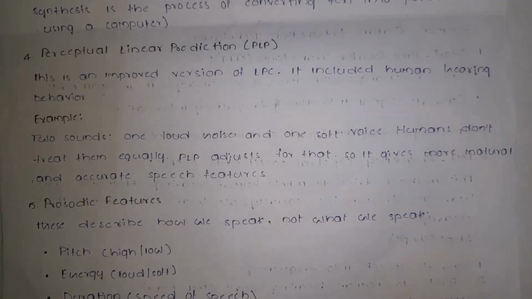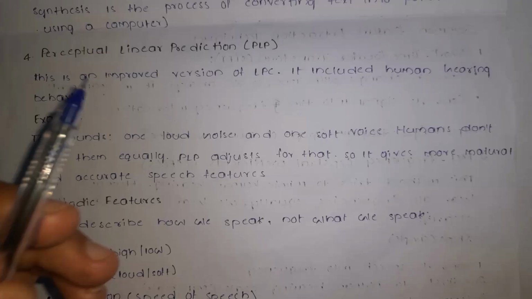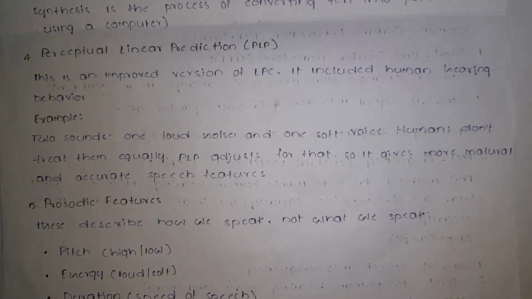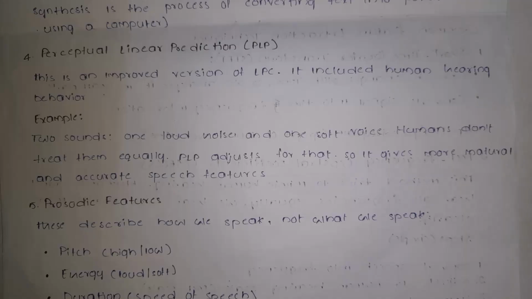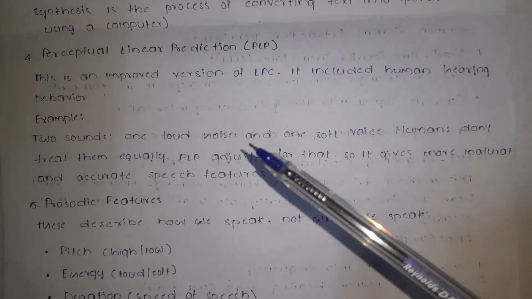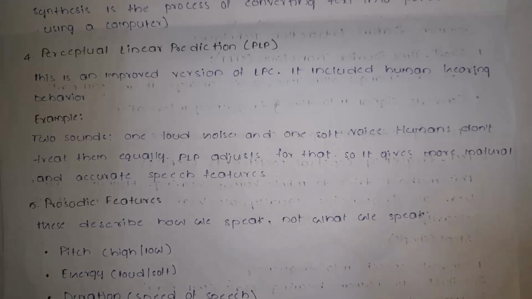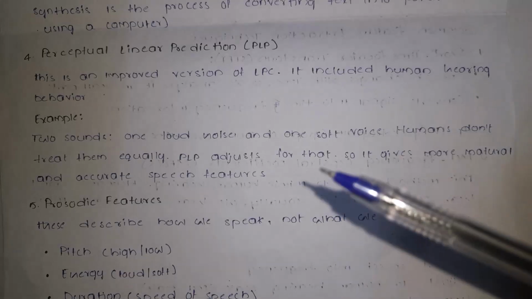And the fourth feature extraction technique is perceptual linear prediction. Shortly we call it PLP. This technique is an improved version of LPC, which includes human hearing behavior. For example, there are two sounds. One is a loud noise and one is a soft voice. The human ear will not read the two voices equally. Both are different. So the PLP technique has the capability to show accurate speech features, which will tell whether the voice is loud, whether he is speaking in an angry way, or the person is speaking in a cool way. Everything is displayed by using the PLP technique.